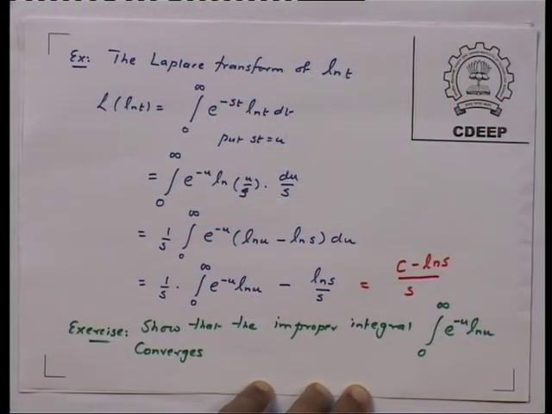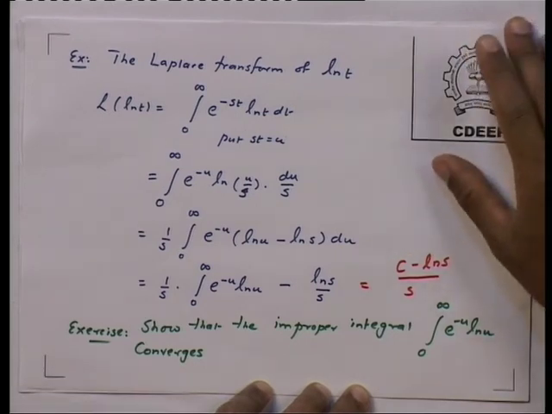Correct? So, the constant C here is what? Gamma prime of 1. Now, what is gamma prime of 1 from our previous chapter? Minus small gamma, wonderful. Minus small gamma, absolutely.